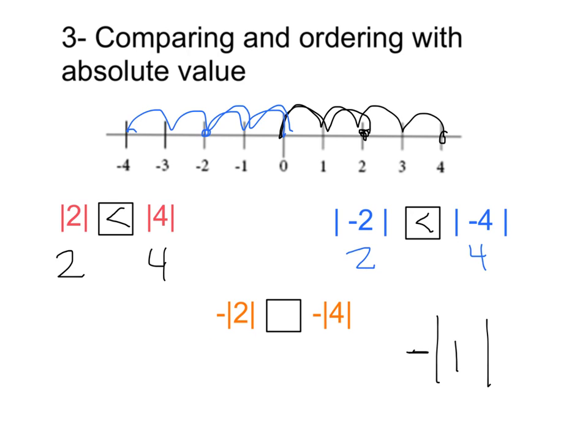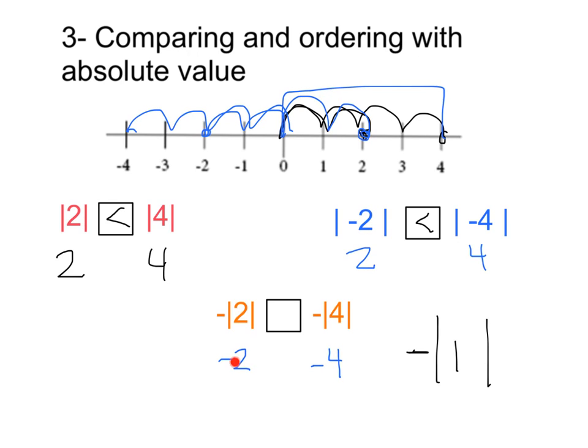So first I want to go for positive 2. That is a distance of 2 away. And then I want to take its opposite, which is negative 2. For absolute value of 4, I have 4, and that again is 4 away. And now I'm going to take the opposite of that absolute value. So now I'm actually comparing negative 2 and negative 4.